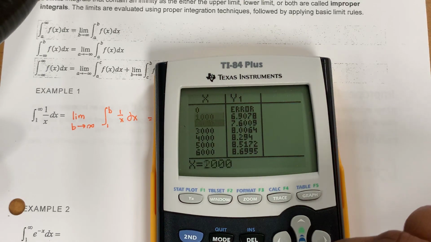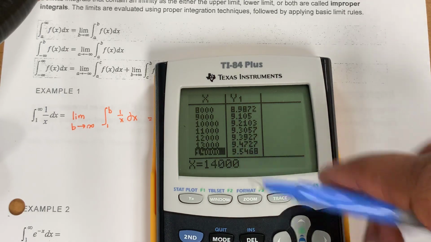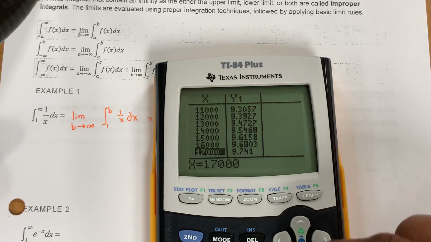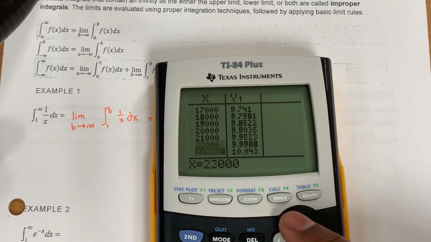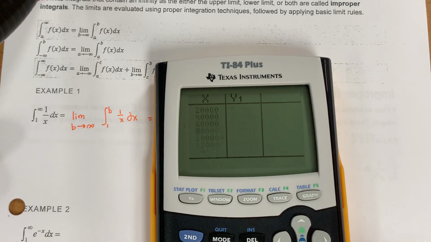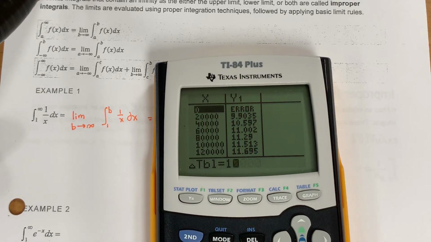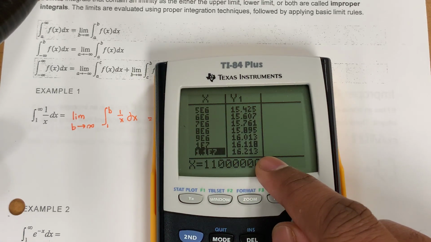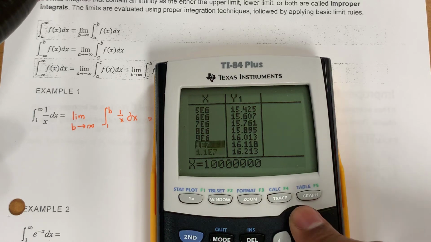As x goes to infinity, our y value goes up much slower than x goes up, but it continues to go up. If we change this to 20,000 so we can get back to 0, but then we go by like 1,000,000 instead, y continues to go to infinity. It's unbounded, even though it goes very slowly.